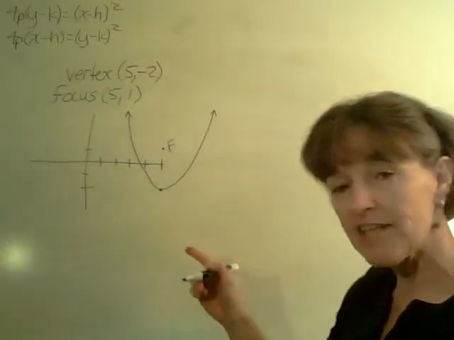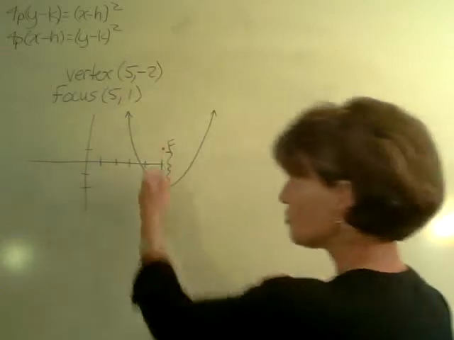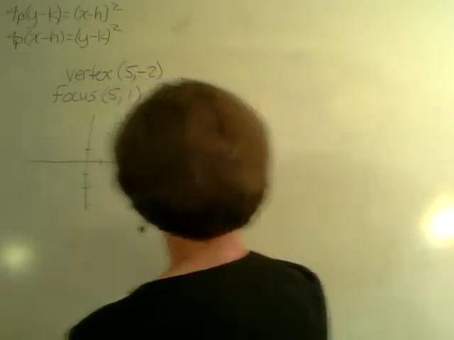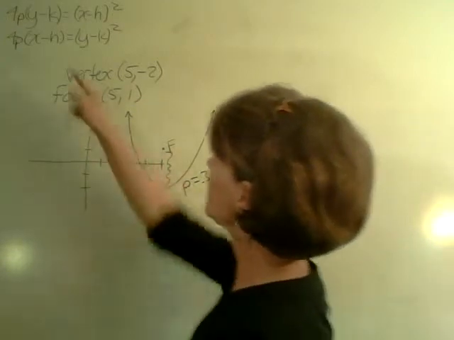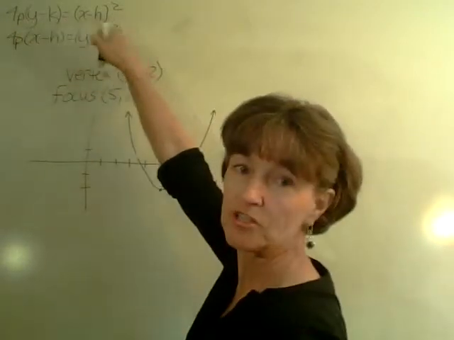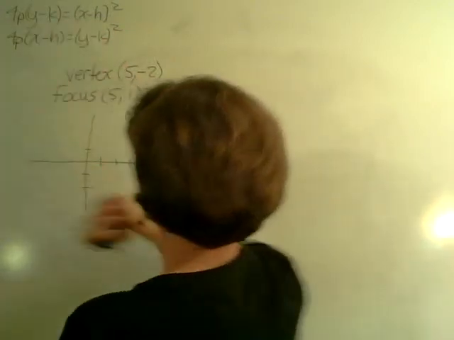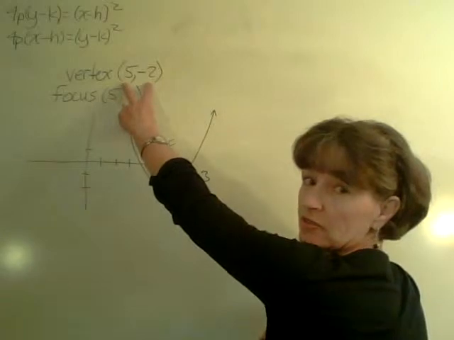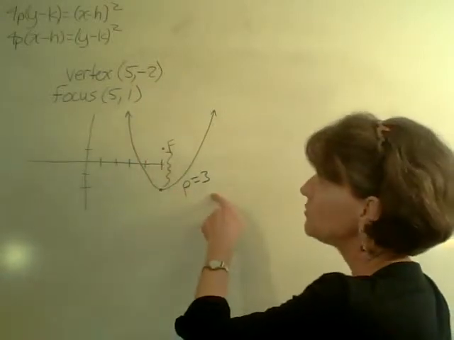Now, I can tell from looking at the focus and the vertex what p is. p is the distance between the two, and that's 3 units, so p is equal to 3. To write my equation, it's turned up, so that's going to be the top equation, and all I need is p and (h, k). I have (h, k), that's my vertex, and using my sketch, I have p, which is 3, so I'm just going to plug those in.